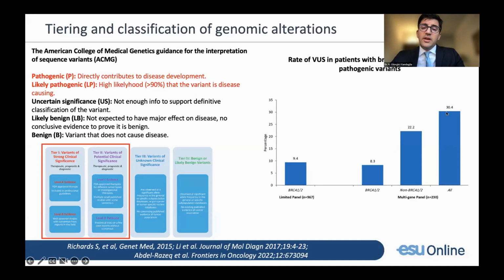When we look, for example, at breast cancer, we can see that approximately 30% of patients undergoing a multi-gene panel for breast cancer actually have a variant of uncertain significance. So the rate of these variants can be high, and we can have a change over time. We can expand our knowledge, and a variant which is at the time being of uncertain significance can become pathogenic.